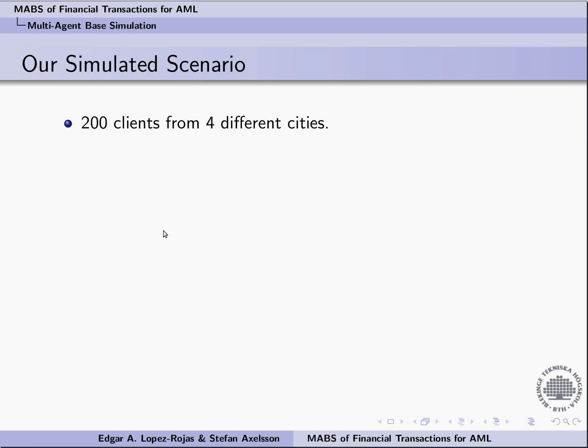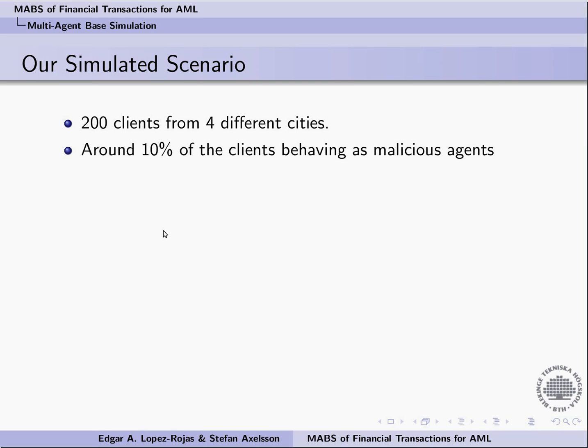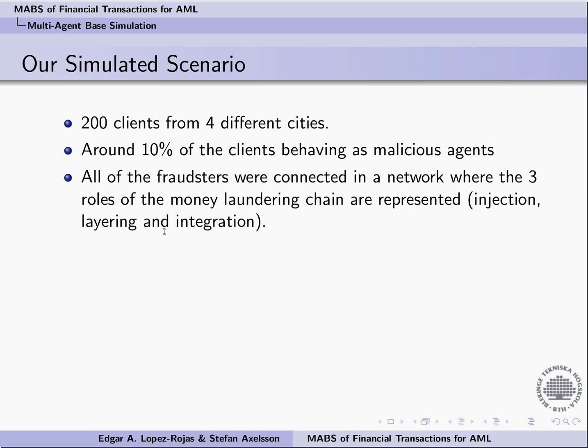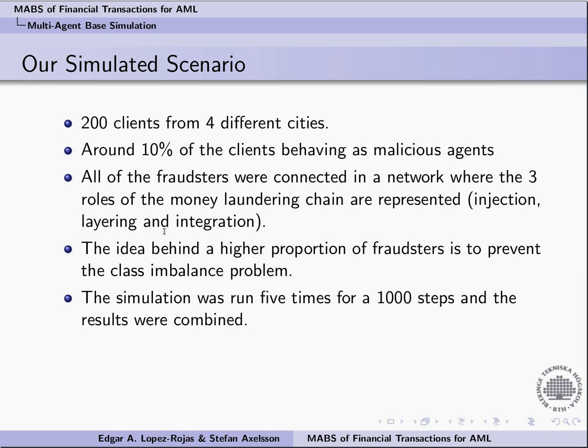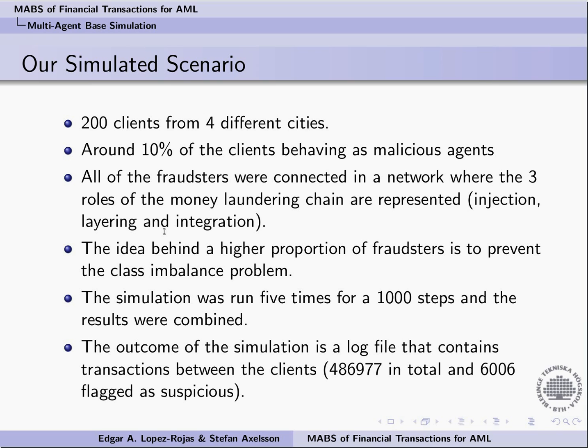Specifically, in the scenario we simulated, we created 200 clients from 4 different cities. Around 10% of the clients behave as malicious agents. All the fraudsters were connected in a network where the 3 roles of the money laundering chain were represented: injection, layering, and integration. The idea behind a higher proportion of fraudsters is that we try to prevent the class imbalance problem. The simulation was run 5 times for 1,000 steps, and the results were combined at the end.